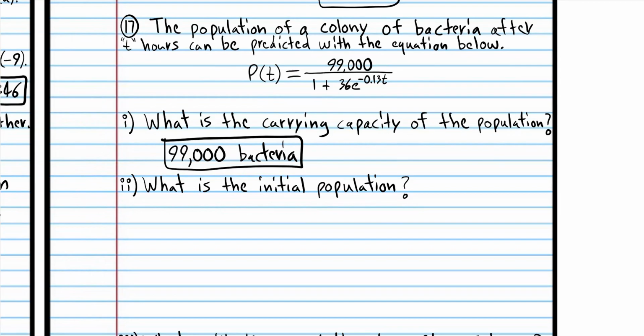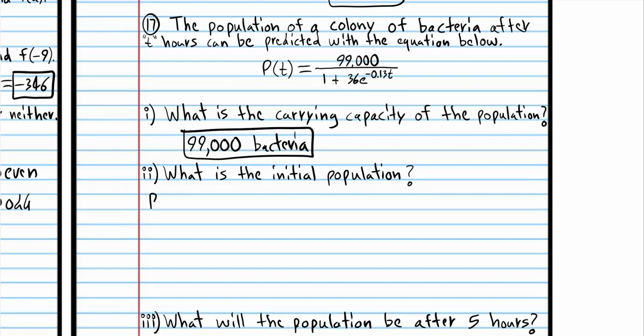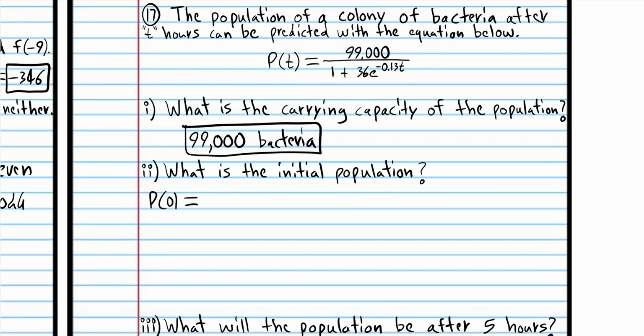So you don't have to think about that. You just have to memorize that this is the carrying capacity. What is the initial population? Well, that's just the population when the clock starts, when the time is 0.